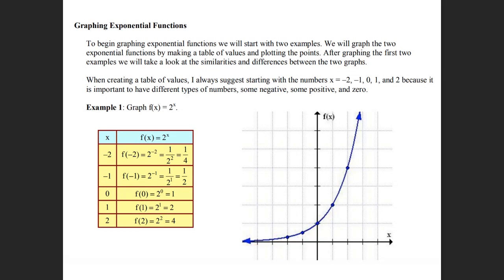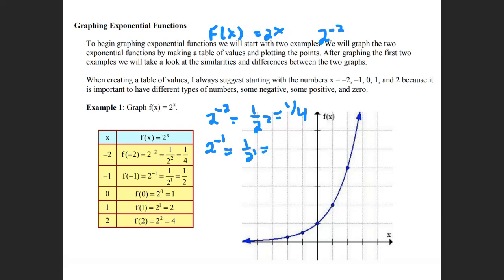Now, let's review negative exponents. For example, if this is my function, f of x equals 2 to the x, and I asked you to find 2 to the negative second power, a lot of students wouldn't remember how to do negative exponents. But remember, 2 to the negative second power is the same thing as 1 over 2 to the second power, so that would be 1/4. 2 to the negative 1 power is the same thing as 1 over 2 to the first, which is 1/2. 2 to the 0, remember anything raised to the 0 power is 1.